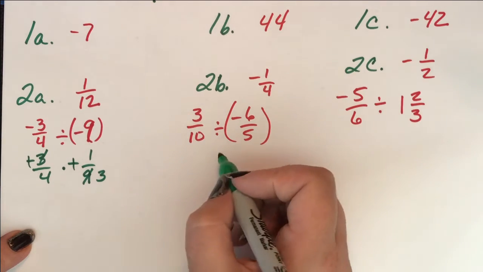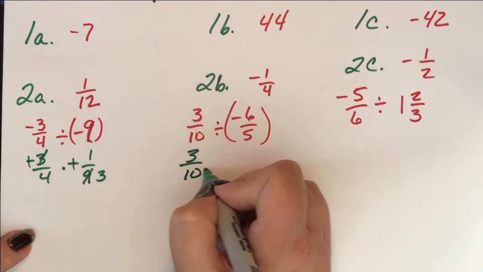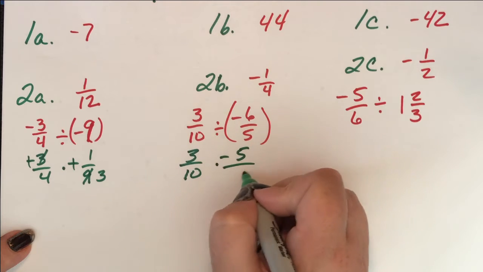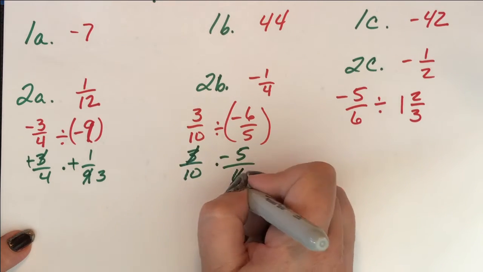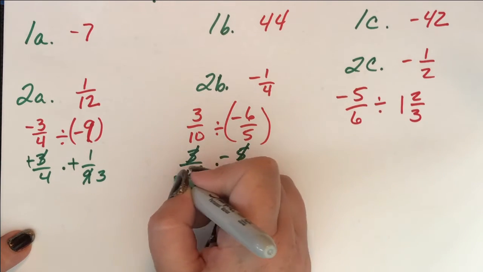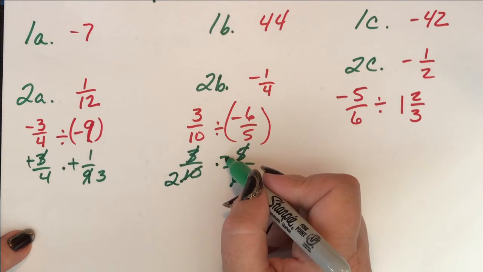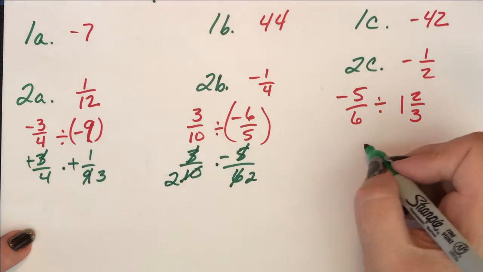3/10 divided by negative 6/5 is the same as 3/10 times negative 5/6. I can divide 3 out of this and 5 out of this, and I end up with a negative 1/4.